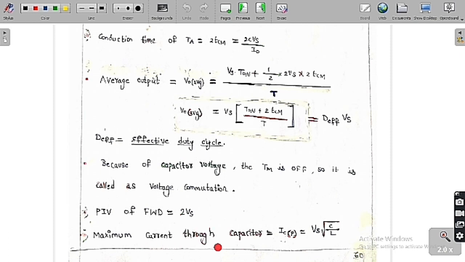And the maximum current through the capacitor is whatever current is flowing in the capacitor, which is the peak value of the capacitor current. Therefore it is Vs into under root over C by L. I am going to assume that I naught is lesser than Vs into under root over C by L. Then only this is possible. Here I have already assumed that the load current is lesser than Vs into under root over C by L. Therefore this is the maximum current flowing through the capacitor.